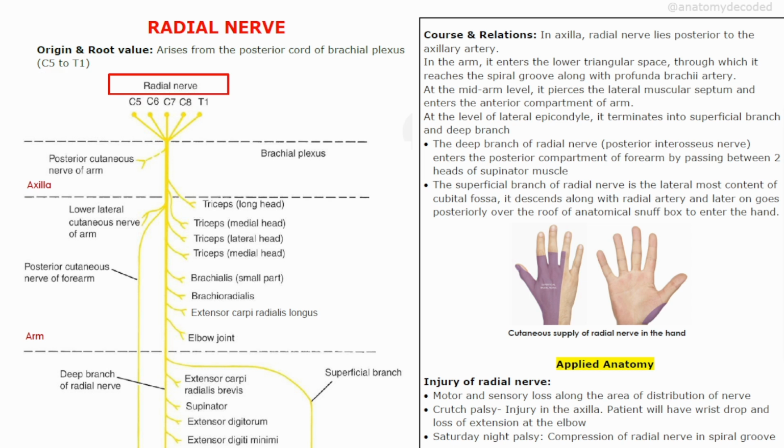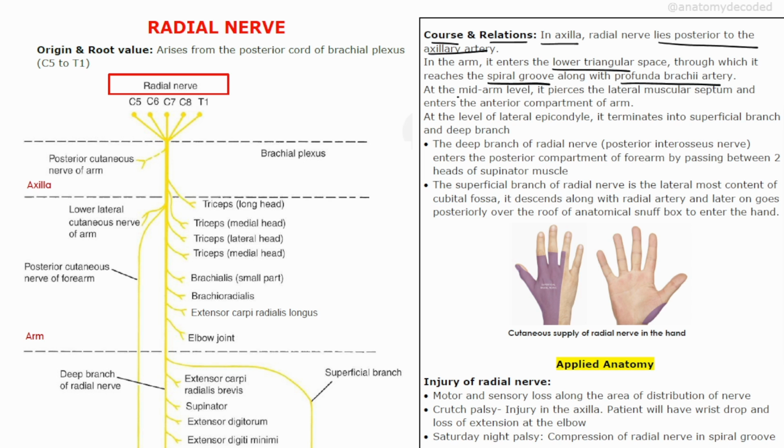Now let's understand the course and relations of the radial nerve. Radial nerve arises in the axilla. Initially, it lies behind the axillary artery, and then it enters a space called the lower triangular space. These are intermuscular spaces surrounding the shoulder. In the lower triangular space, it is accompanied by the profunda brachii artery and the veins. Behind the humerus, there is a groove called the spiral groove. It crosses the spiral groove.